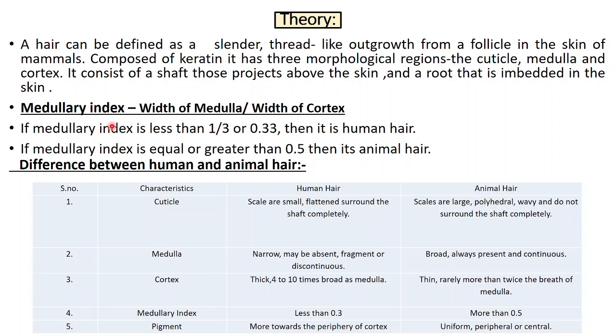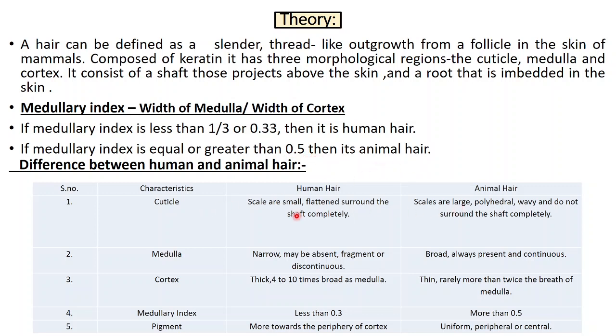Here we are actually dealing with the medullary index. We are going to calculate the medullary index. So what is the formula for it? Medullary index is the width of the medulla upon width of the cortex. If this medullary index is less than 0.33, then it is human hair. If the medullary index is 0.5 or greater than that, then that is said to be animal hair.